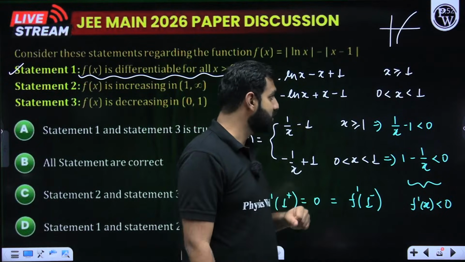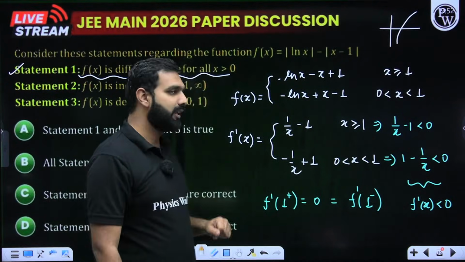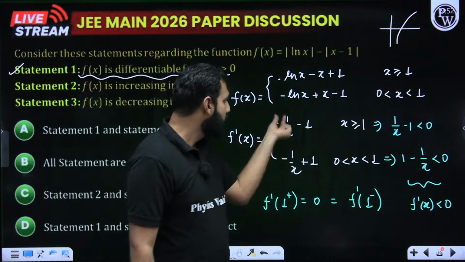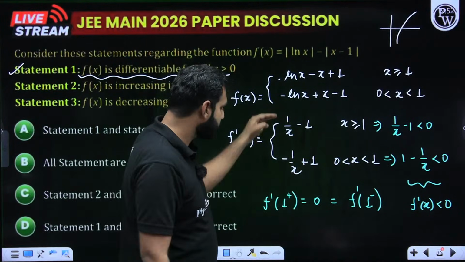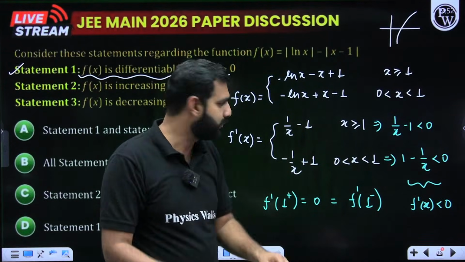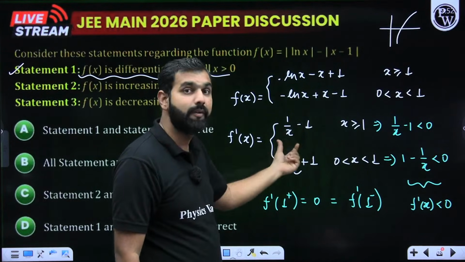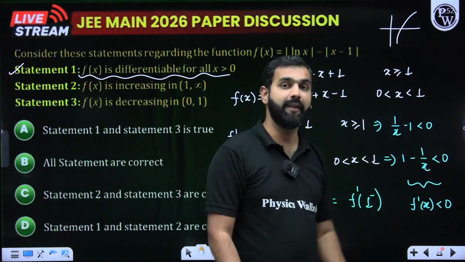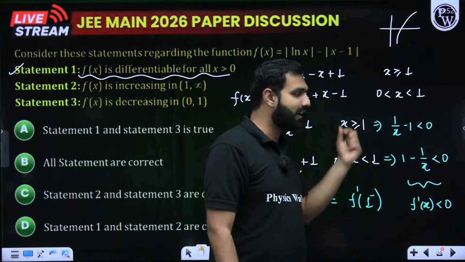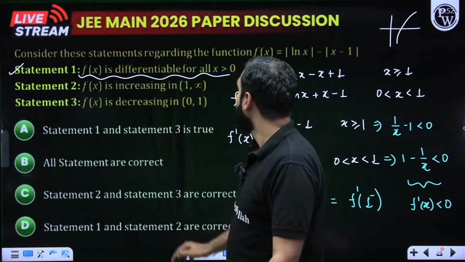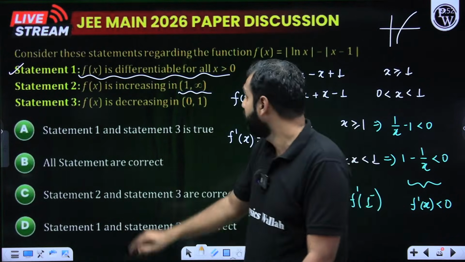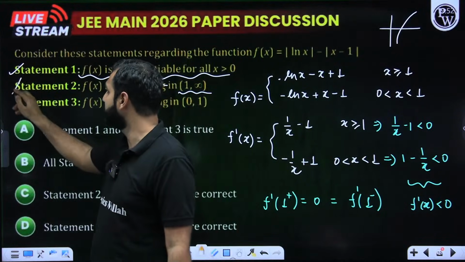The next conclusion which comes into picture is, can you say something about its increasing or decreasing nature? Since we have predicted f dash x, we know when x is greater than 1, 1 by x will be less than 1. So a value which is less than 1 minus 1 will be negative, because it is between 0 to 1. So 1 by x minus 1 will be negative for all the values of x which are greater than 1, which means f dash x will be negative for all the values of x greater than 1. I repeat, for all the values of x which are greater than 1, f dash x will be negative. And if f dash x is negative, this being increasing is false, so statement 2 is incorrect.